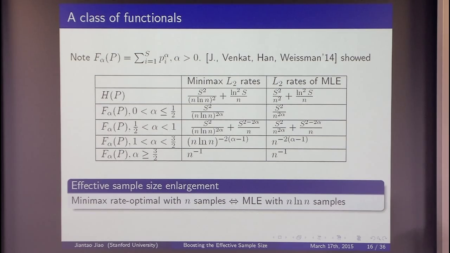We think we've discovered a very interesting phenomenon we call effective sample size enlargement. It means that for a very large class of problems, the performance of the minimax rate-optimal estimator with n samples is essentially that of the MLE with n times log n samples, precisely a logarithmic enlargement.